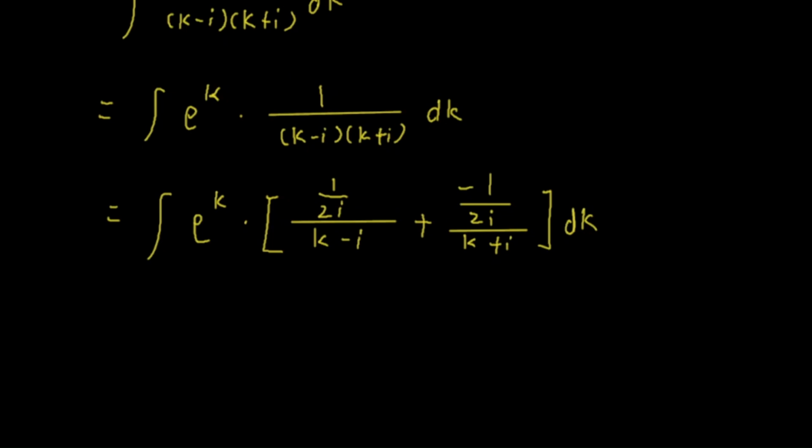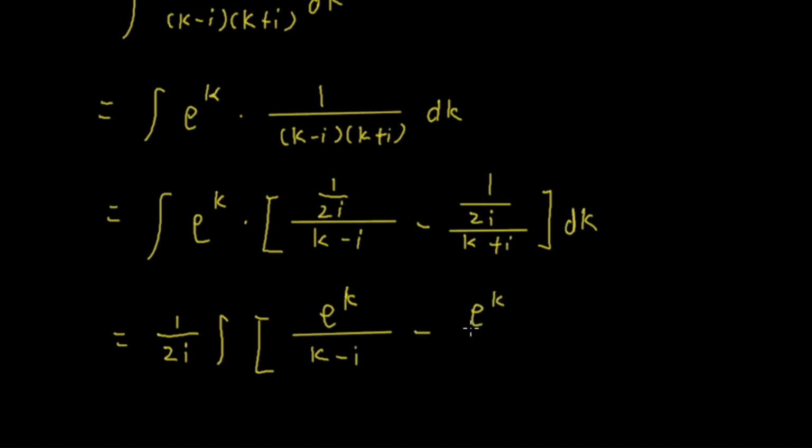This here, we can just bring it down here, the minus sign. Okay, so that's minus. Now, notice that 1 over 2i is just a number, so we will bring it out of the integral sign, and then bring e to the k to the numerator here. So 1 over 2i integral of e to the k over k minus i, minus e to the k over k plus i, dk.